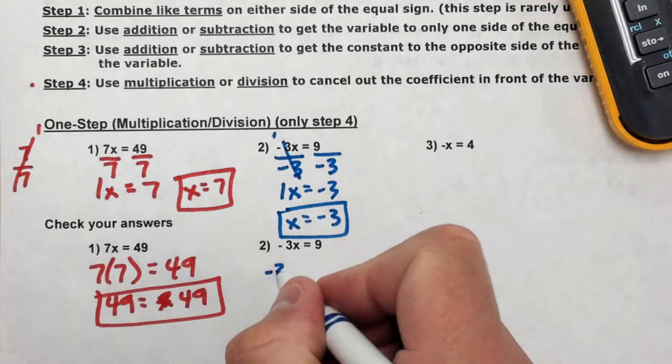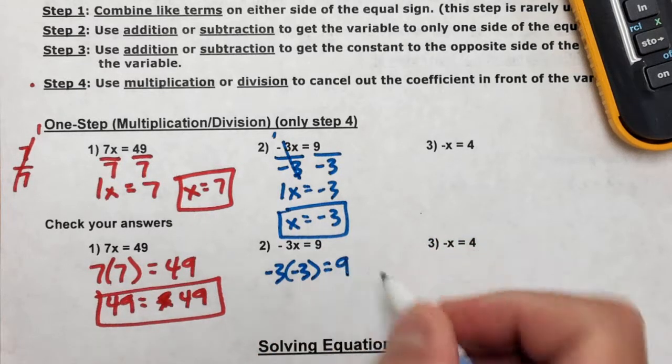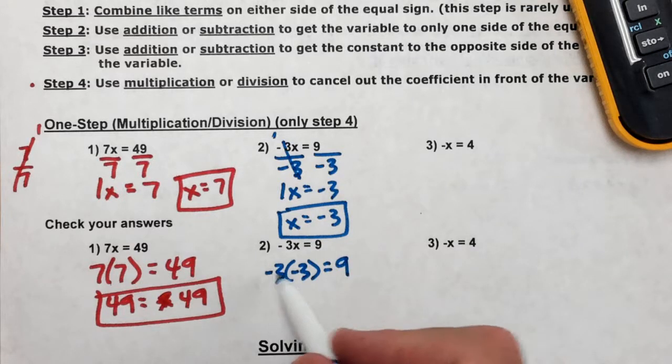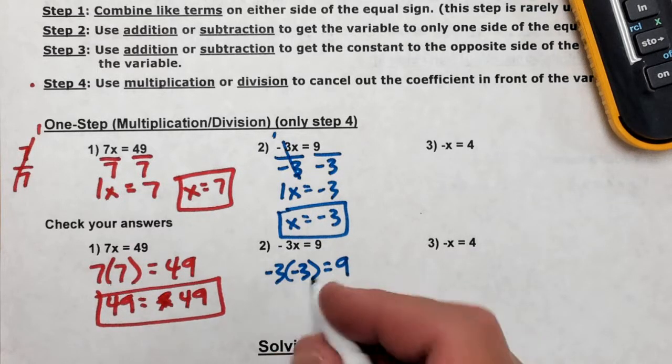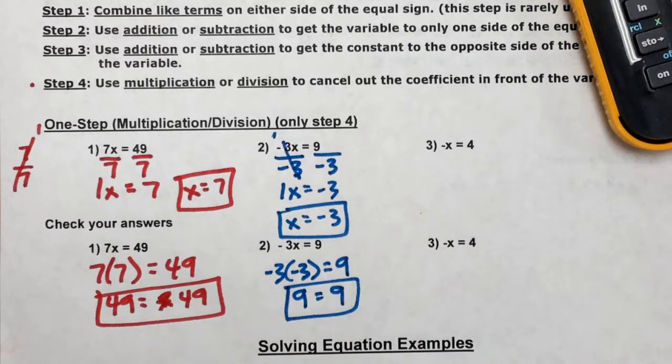So I'm going to plug in a negative 3 for that x. And so I have a negative 3 times negative 3. Well, negative times negative is a positive, and 3 times 3 is 9. So that does balance out.